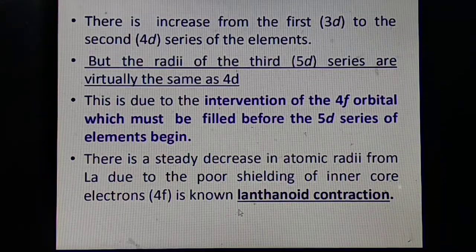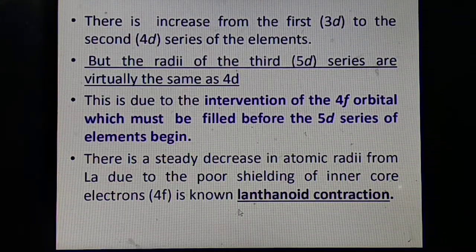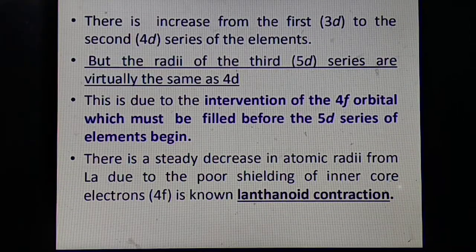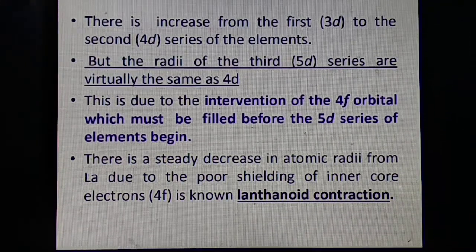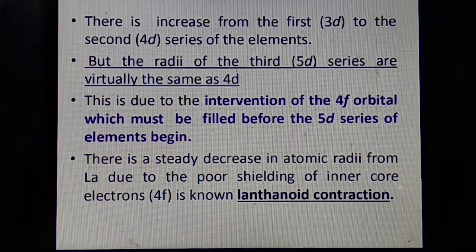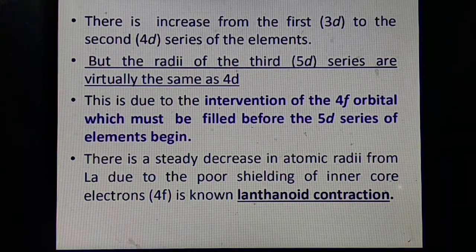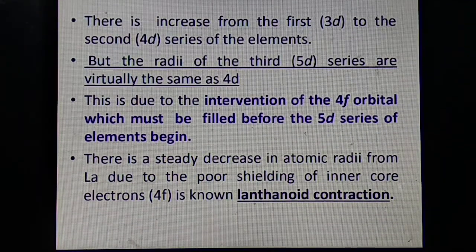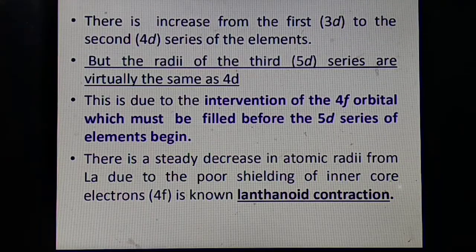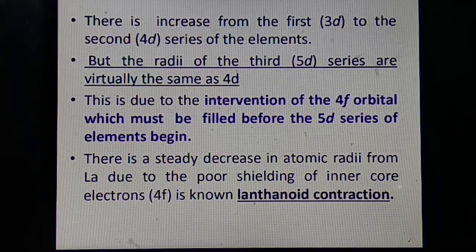The 4f orbitals, that is the inner core electrons, the 4f orbital electrons have a very weak shielding effect. So due to the less shielding effect, there is a contraction in the radii from the 4D to the 5D series. This is known as the lanthanoid contraction.